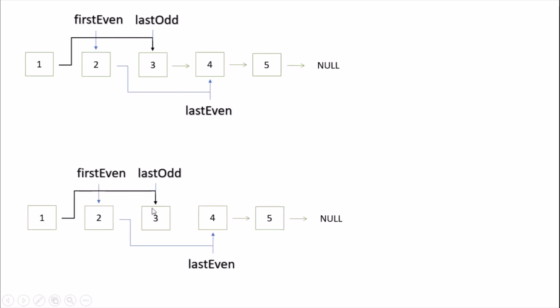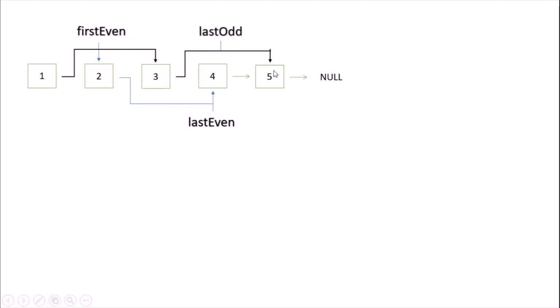Now again we update last odd's next value to last even's next value. So now 3 will point to 5. Now 5 will be our third element in our odd linked list. Okay, now we have to update our last odd pointer. So now it should point to 5. So we updated this. Okay, now further into the loop we have to update the even values.